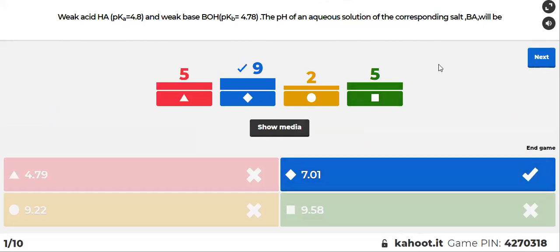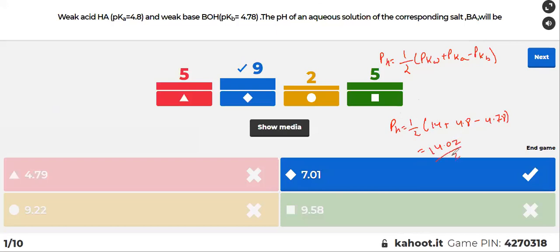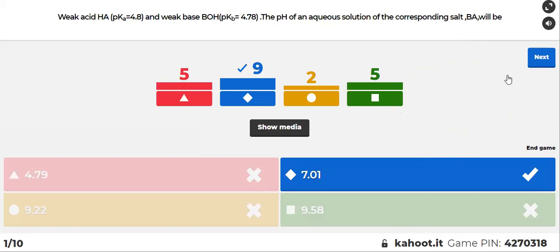Okay. Very good. So this was just formula putting. pH was half into pKw plus pKa minus pKb. Right, everyone? So pH was half into 14 plus 4.8 minus 4.78. So it will be 14.02 by 2, which is 7.01. That's the answer. Formula putting. Okay, next.